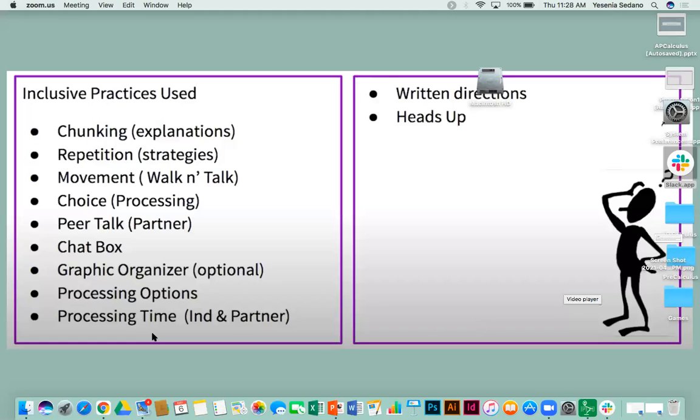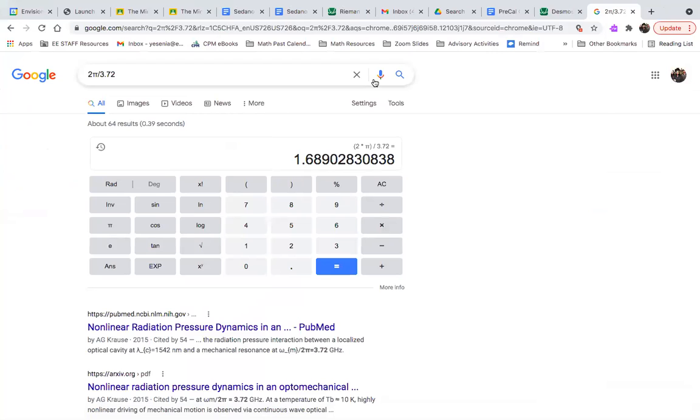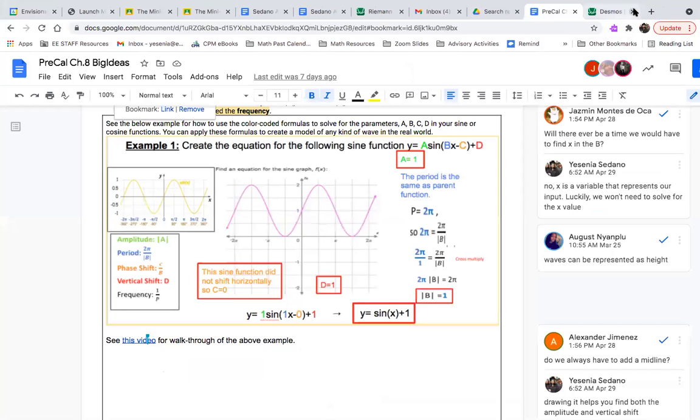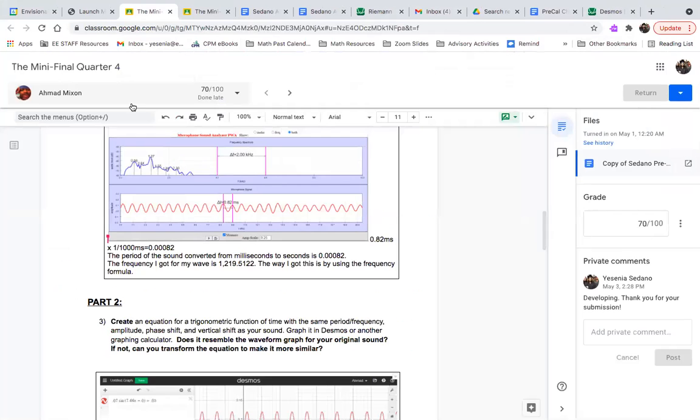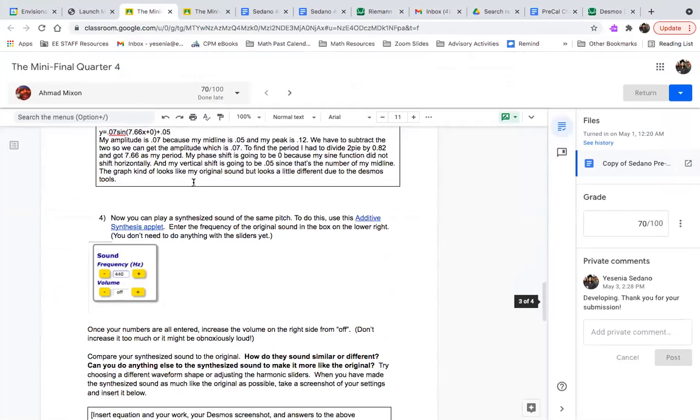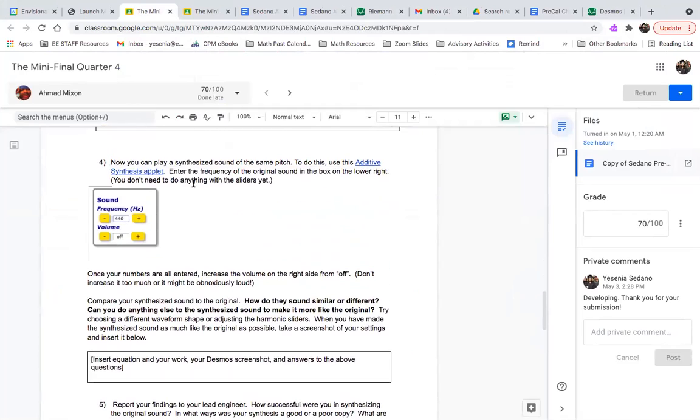Now I'm going to project my screen. So there were questions about number 4. Let's see what number 4 is about. I'm going to go to AJ's. For question number 4, it gives a bunch of instructions. It says you can play a synthesized sound, same pitch.